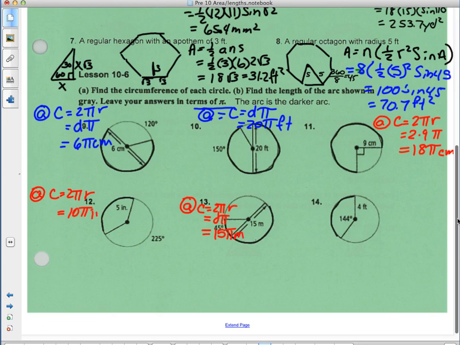And this is meters. And back here it's inches. And we're looking back here in 14, A, circumference is again 2 pi r, and I've got 4 for my radius. So 2 pi times 4, so I get 8 pi feet. Now, those are all the A problems, okay?